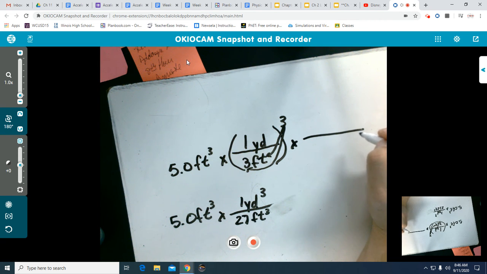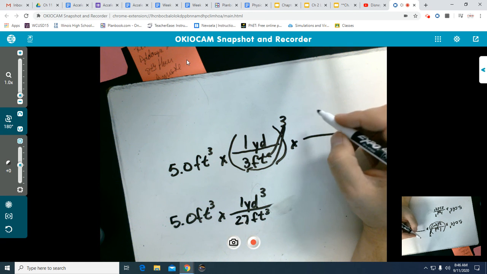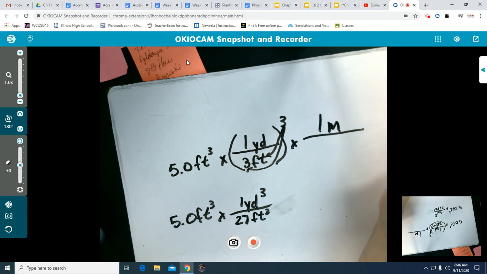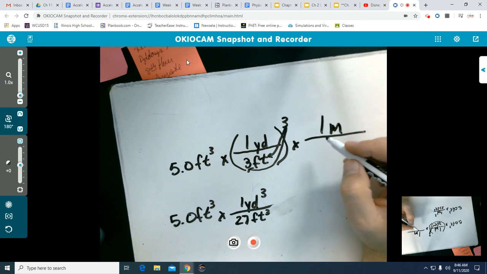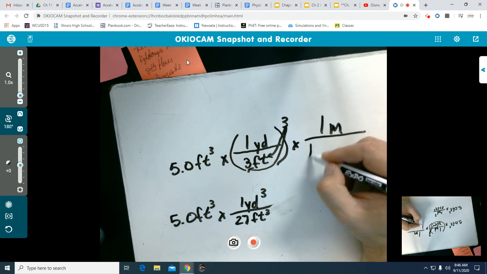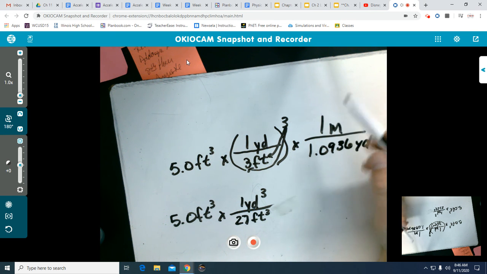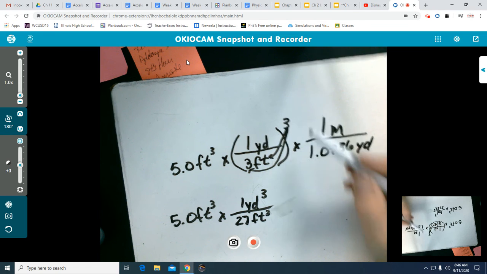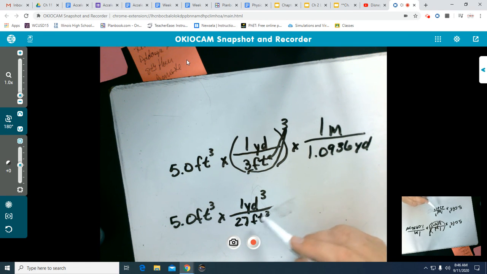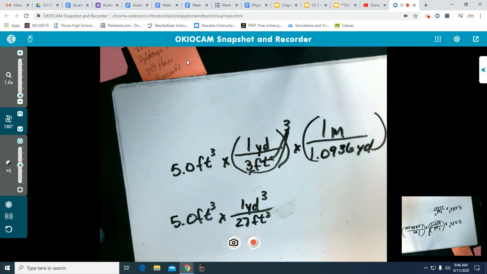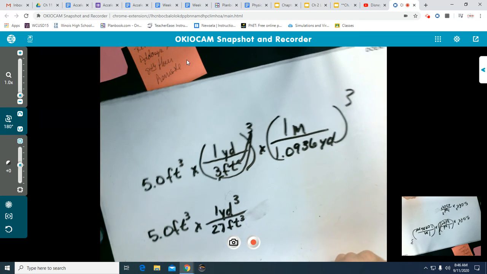Again, we can go from meters to yards to meters. And that conversion factor that I had on here, 1.0936 yards. But again, everything's going to be cubed after this step. So I'm going to have to cube everything there again. You can't see that. There we go.